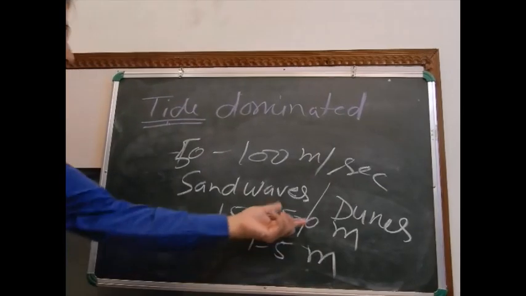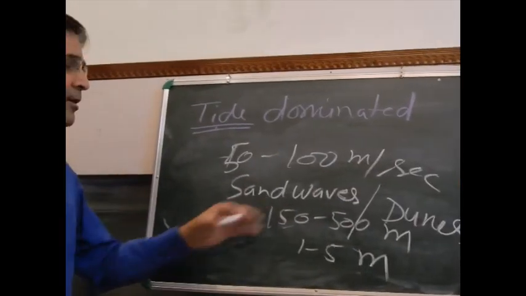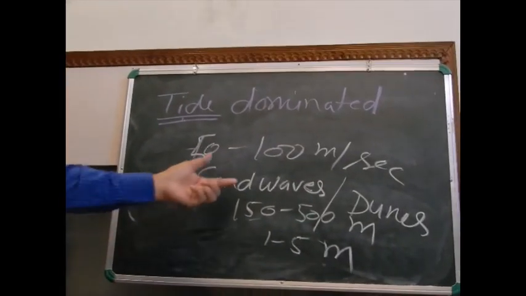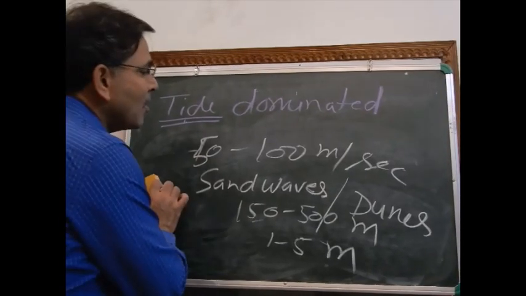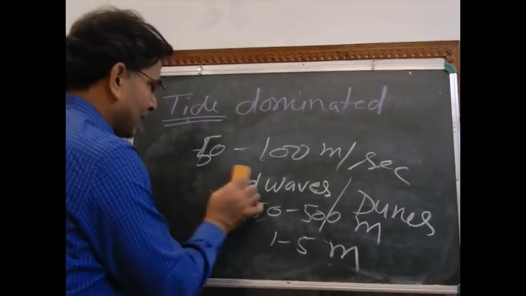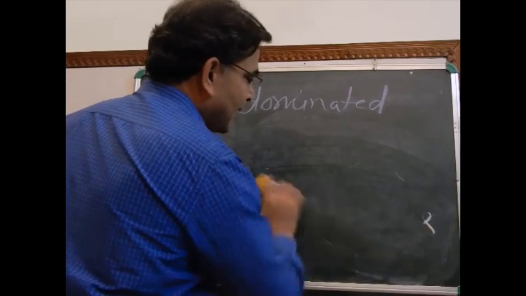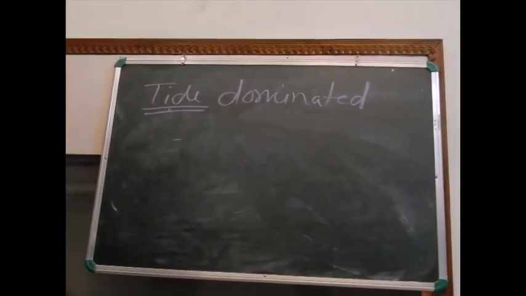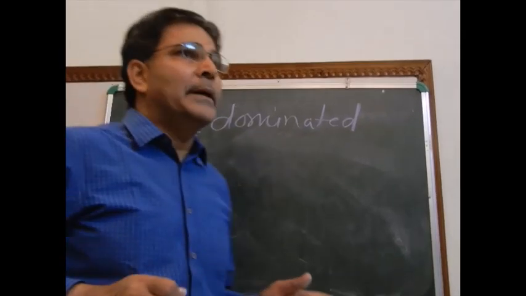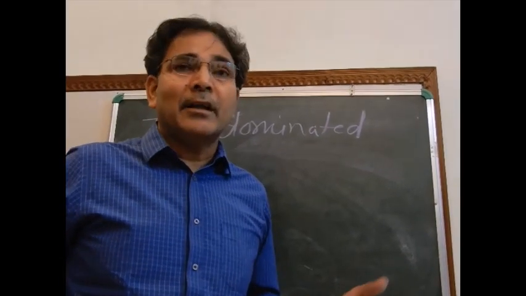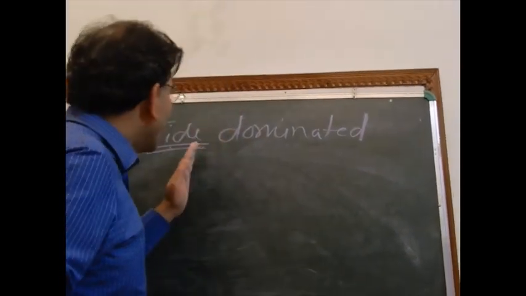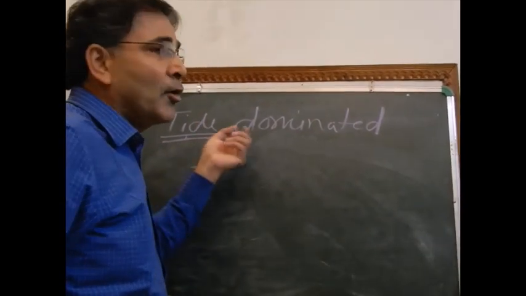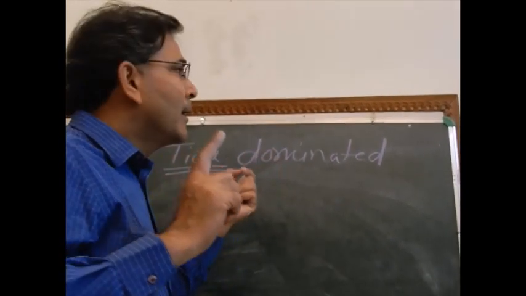So this is the height and this is the wavelength of the sand dunes. And their migration forms the large scale cross bedding. The dunes form the large scale cross bedding. So if we are getting large scale cross bedding anywhere, it means they are formed by the shallow marine environment.